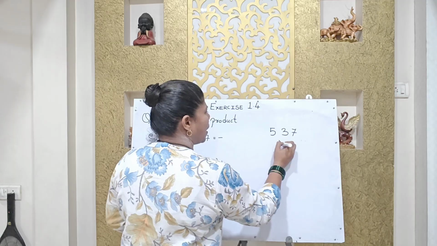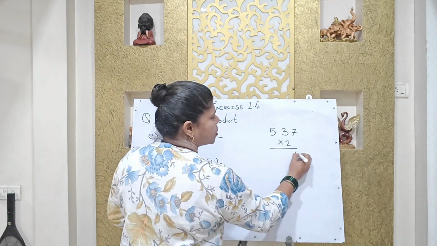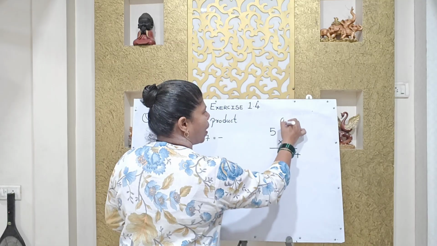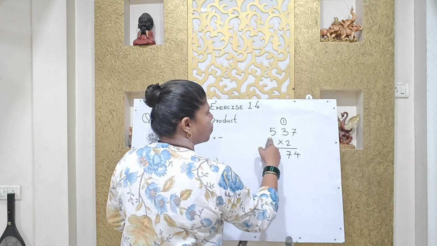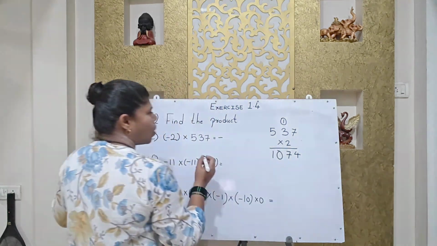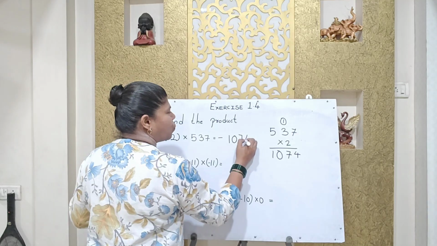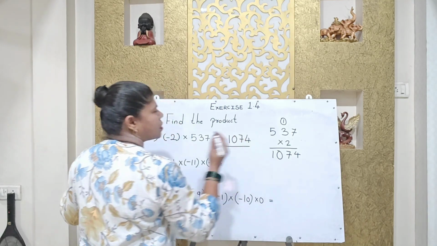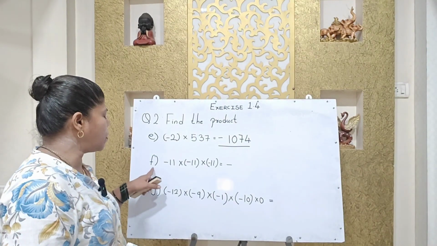So 537 multiplied by 2. 2 7s are 14. 4 carry 1. 2 3s are 6 and 1, 7. 2 5s are 10. So the answer will be 1074. 1074. Your question number F.